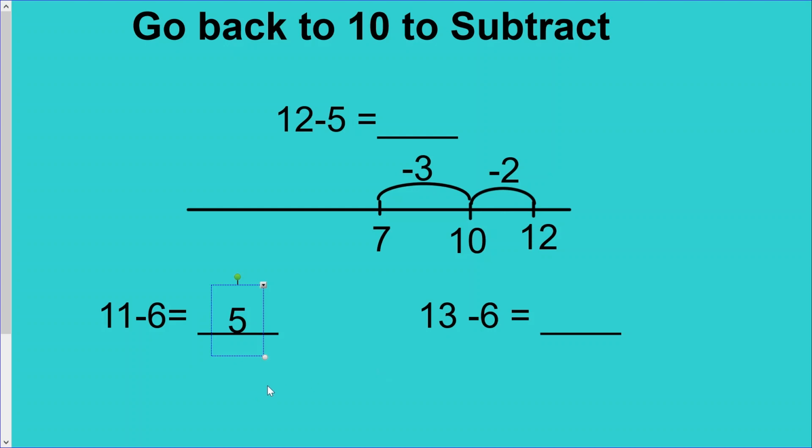So over here we have 13 minus 6. So think about your number that's bigger than 10. If I go to the 13, take away 3, that'll get me back to 10. Well, the 3 that I took away had to come from the 6. So from my 6, if I take away 3, I still have 3 more to take away. So I was at 13, take away 3 gets me to 10, take away 3 more, and that gets me to 7. And so that's our going back to 10 strategy to subtract.